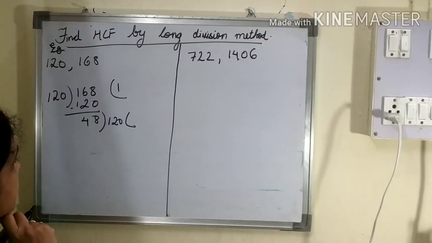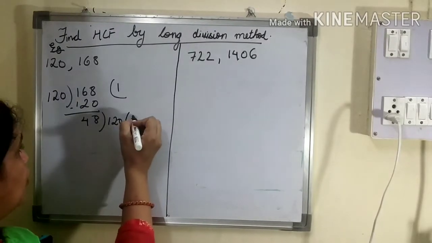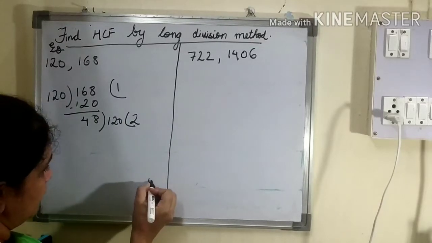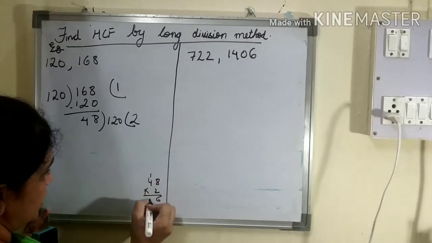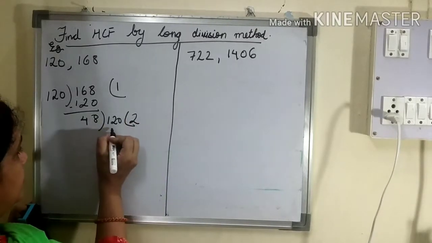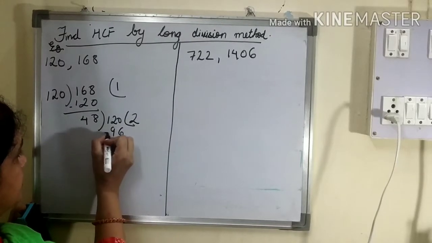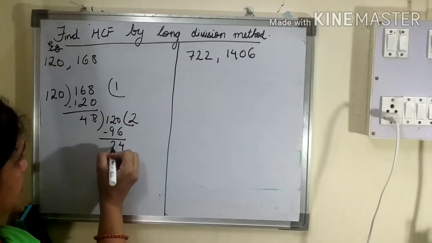48 threes will be a greater number, I think. So it will go by 2, and in the rough you can find it out. 48 into 2, 2 8s are 16, 2 4s are 8, 9. So I got 96. You can do this multiplication in the rough column. Then 10 minus 6, 4. Here it becomes 11, 11 minus 2.